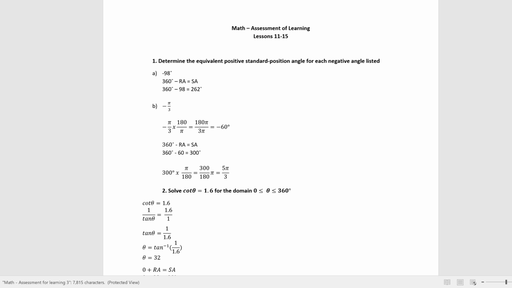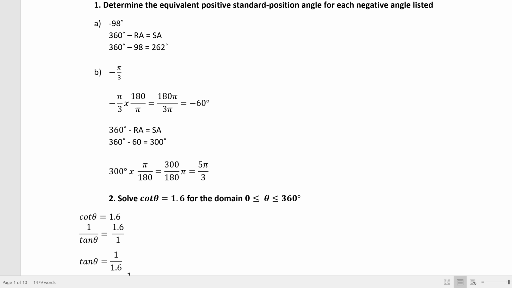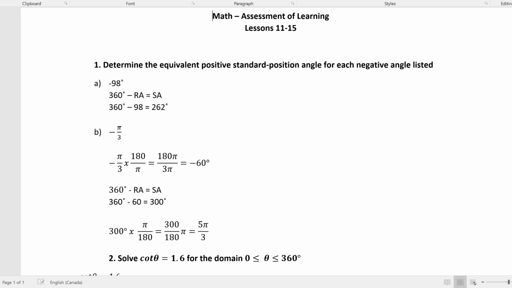Are you happy now? Cool. How do you say that little equation there for B? That equation is negative pi over 3, or negative pi divided by 3.